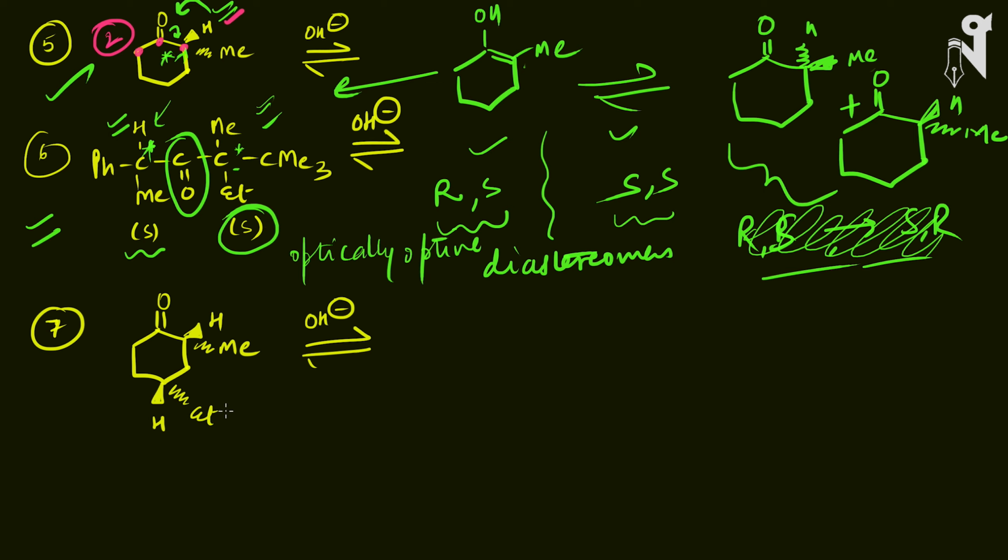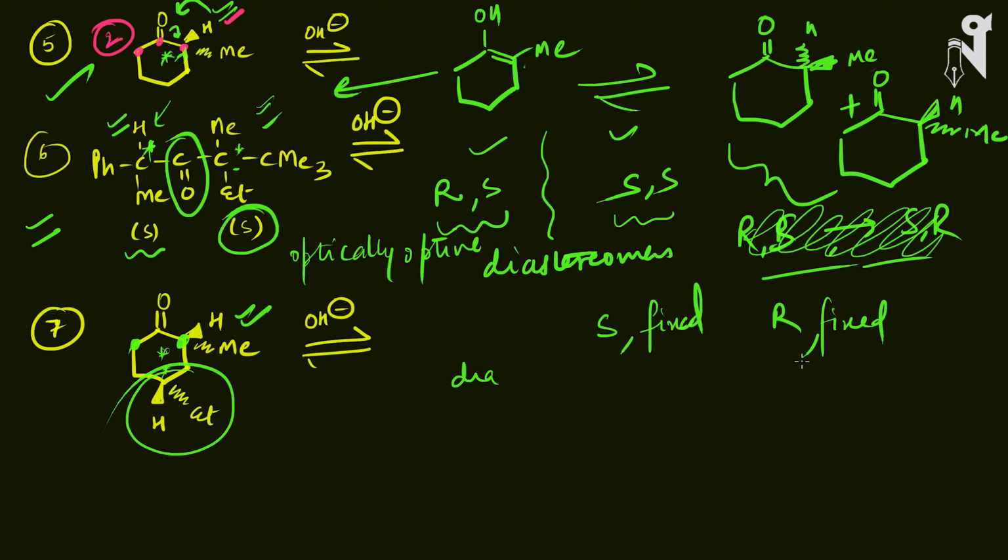Look at the seventh compound. In case of seventh compound, what will happen? This is the carbon which will be involved in enolization, and this is the carbon. So here this is optically active, and this carbon is also optically active. So two carbons are optically active, and hence you will get diastereomers. For this carbon, the configuration will change. It will be R and S. And for this, whatever the configuration is, that will remain fixed. Assume if it is R, it will remain R. If it is S, it will remain S. So basically you are again gonna get the diastereomers.